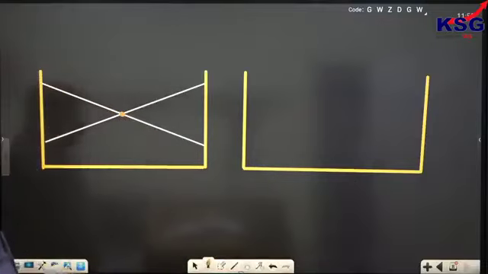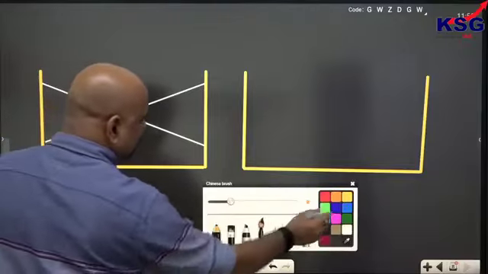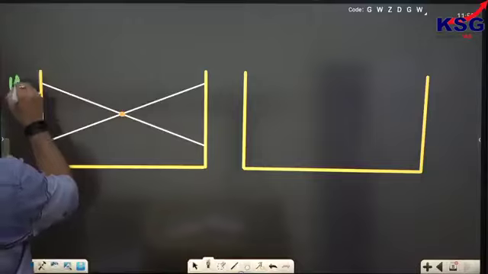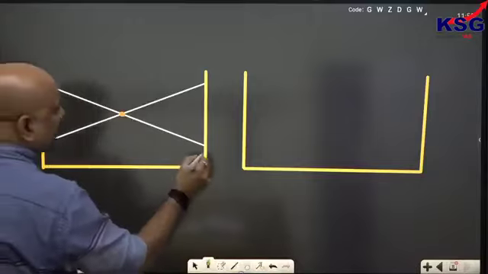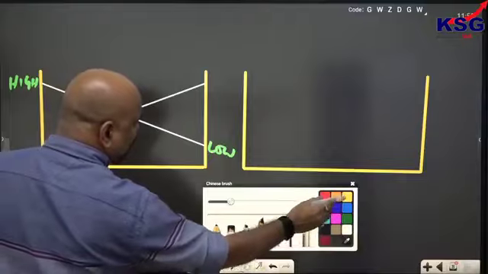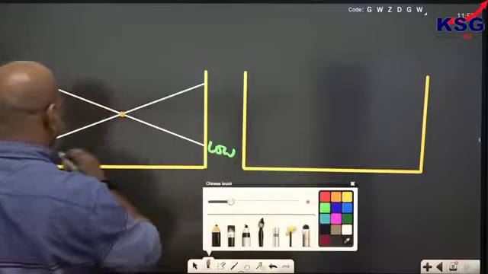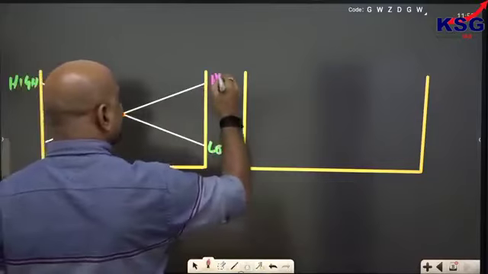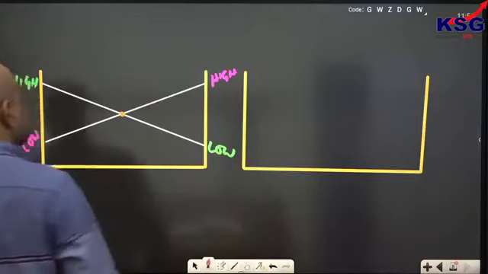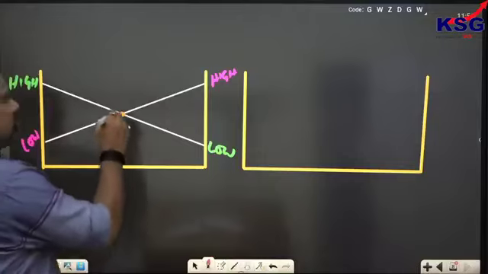This is the nodal point. If this side is high, here it is high, that means this side you have low. And whenever this side is high, this side will be low. ऐसे होगा कि नहीं? This is the unaffected area here.